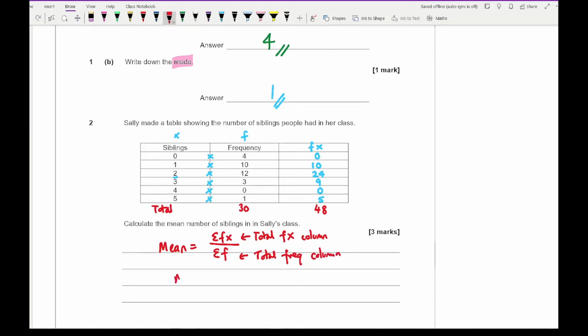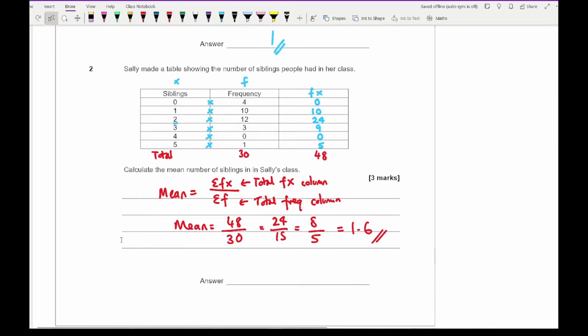So then working out the mean, that's going to be 48 divided by 30, and with this I can either simplify it, so it's going to be 24 over 15, which is going to be 8 over 5, which I'm going to assume is going to be 1.6, which it is, and which is relatively close to 2, so I can accept that as my answer.